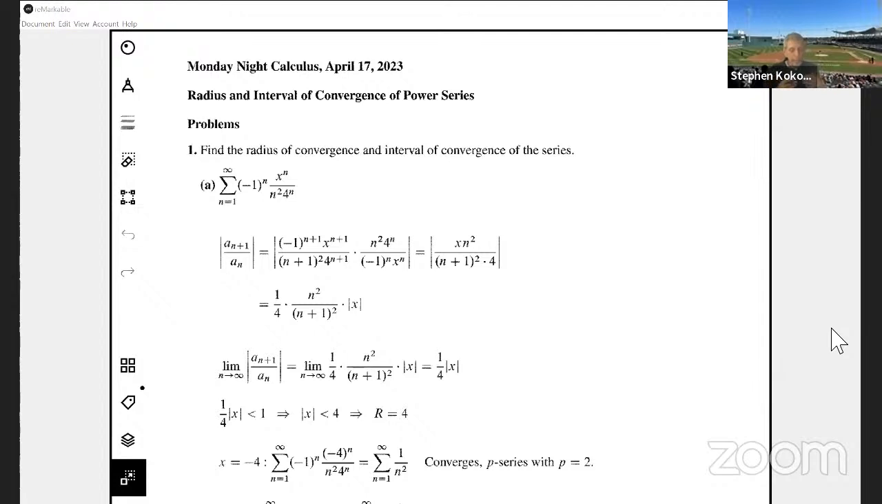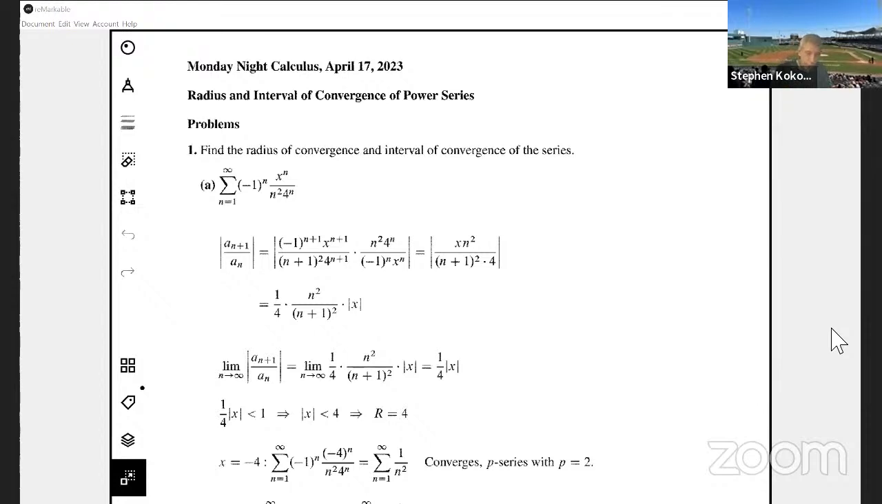So the way that we're going to attack these first few problems is by using the ratio test. Remember, the ratio test is used to actually show absolute convergence, but we know that if a series is absolutely convergent, it is convergent. So this is the general technique that we use in order to find the radius of convergence, and then from that result, we move on to find the interval of convergence. So let's take a look at this first one.